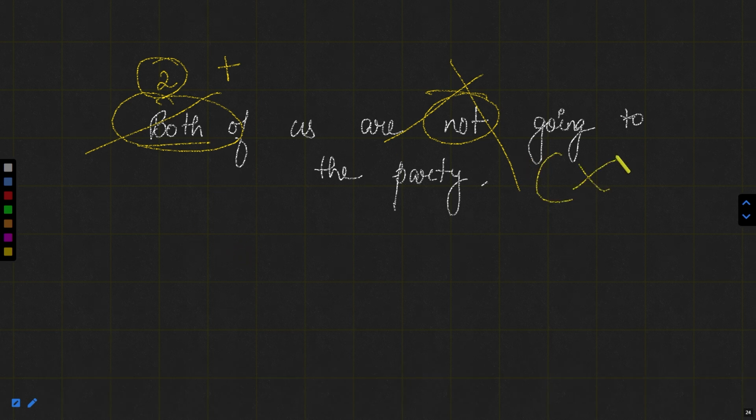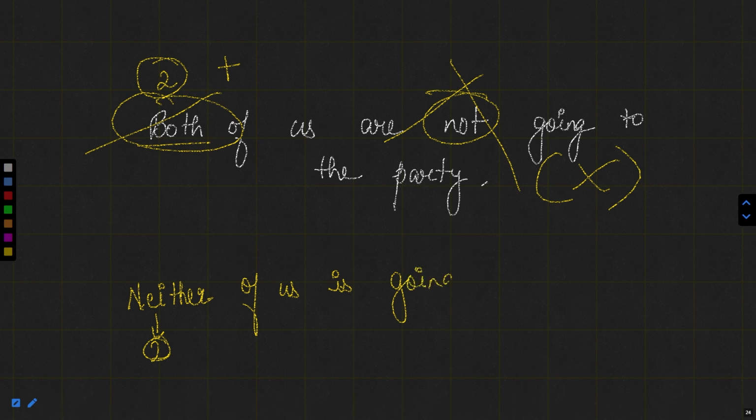Instead, the entire sentence is incorrect because here the correct word is neither. Now, neither is also used for two people only. Now, if I say neither of us is going there, now this sentence is absolutely correct. How? First thing, now let me elaborate this. Suppose, if I just remove this both and add neither to this.